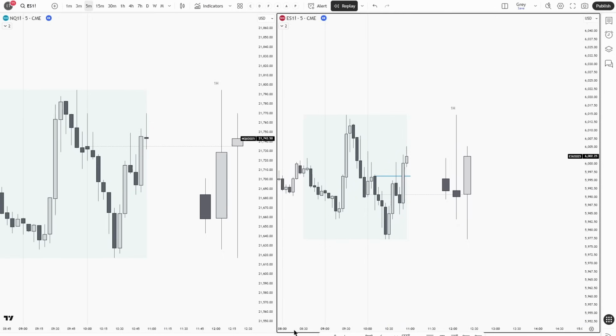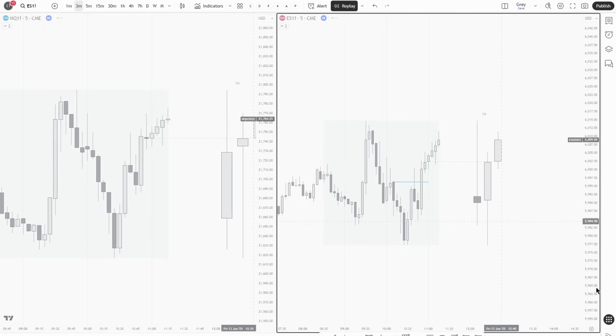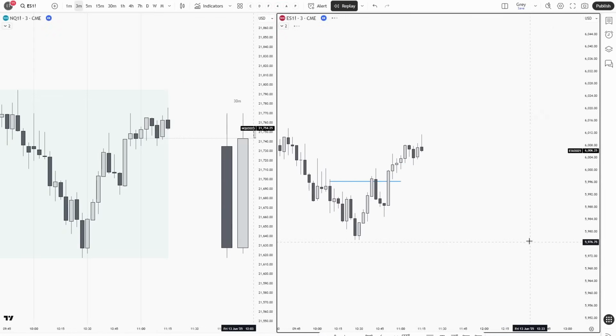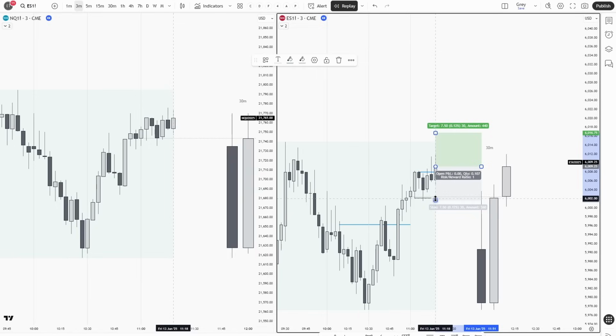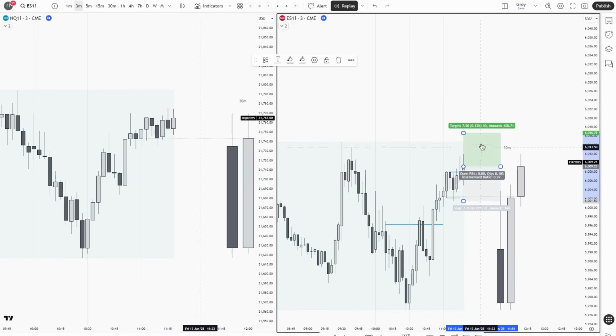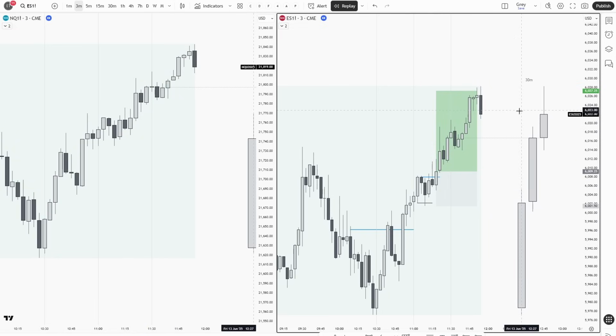Waiting for that continuation order block. Since we are expanding away from the open of the new candle, we can use the 3-minute chart to see the order block forming early. And there we have it. Now entering on the next candle, my stop loss below the order block low and targeting 2R. And we reached that 2R target.